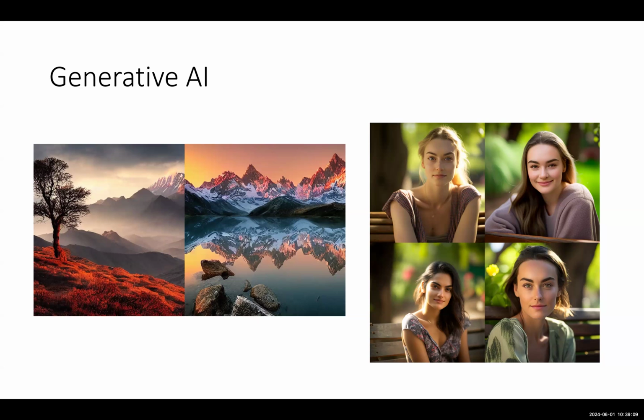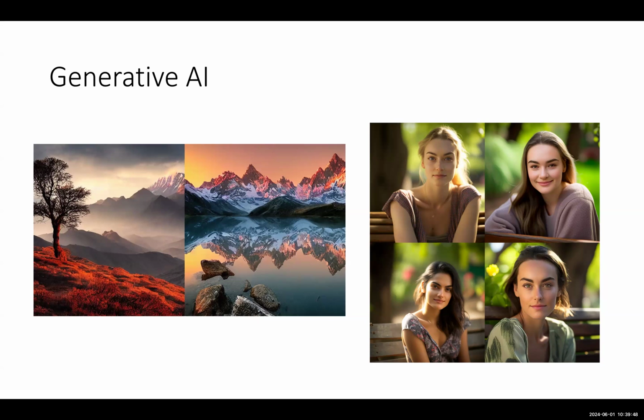What's interesting about these examples is that none of them exist. That tree doesn't exist. That mountain doesn't exist. That rock doesn't exist. Those four images on the right of people don't exist. None of this exists. It was entirely created by artificial intelligence, but it looks real. It's very, very difficult to tell the difference. And so these help us illustrate the power of generative AI. It can create brand new things that have never been seen before.